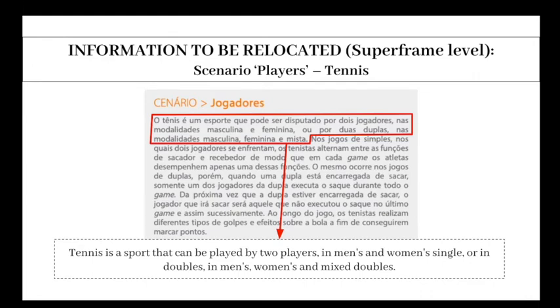As an example of information to be relocated from the frame to the superframe level, we can mention this excerpt from the frame players from tennis, which presents the sport categories, and for this reason would fit the superframe better than the frame athletes.